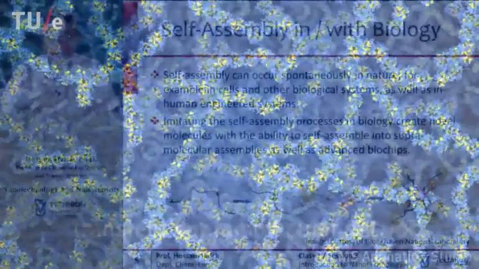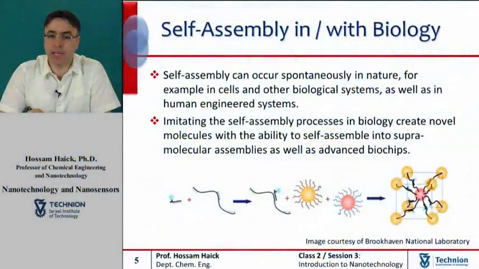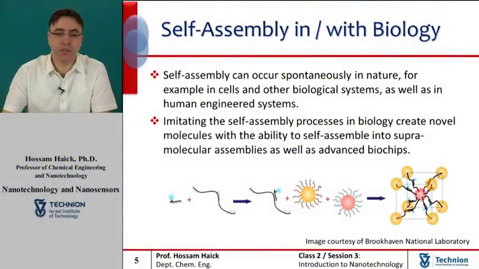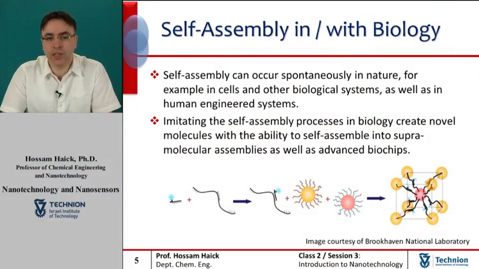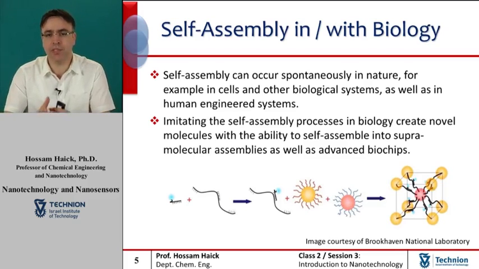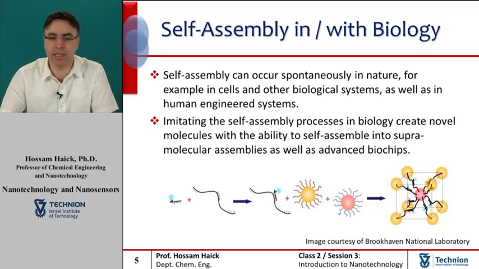Self-assembly can occur spontaneously in nature, for example in cells and other biological systems, as well as in human-engineered systems. It usually results in an increase in internal organization of the system. Many biological systems use self-assembly to assemble various molecules and structures. Imitating these strategies and creating novel molecules with the ability to self-assemble into supramolecular assemblies is an important technique in nanotechnology.